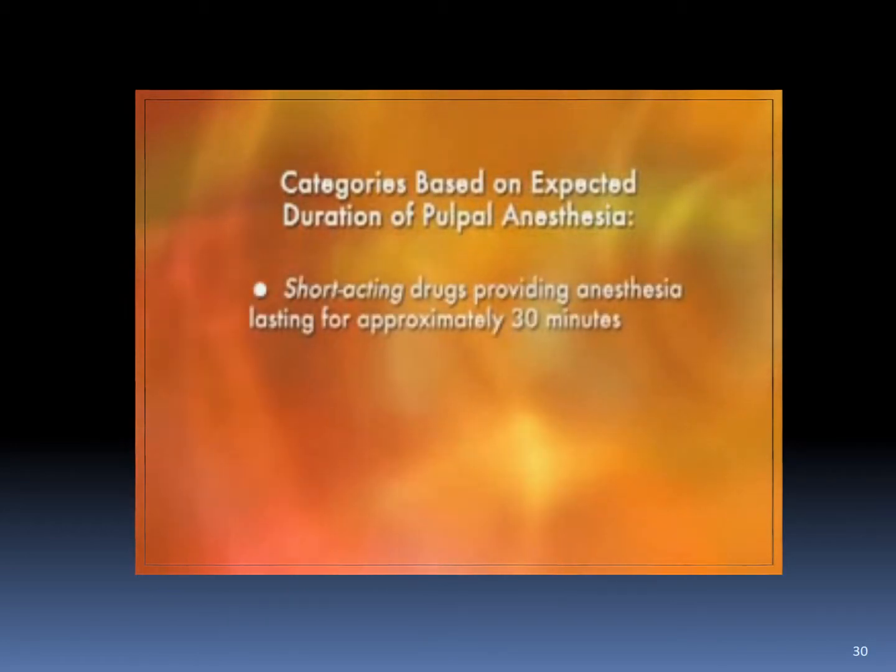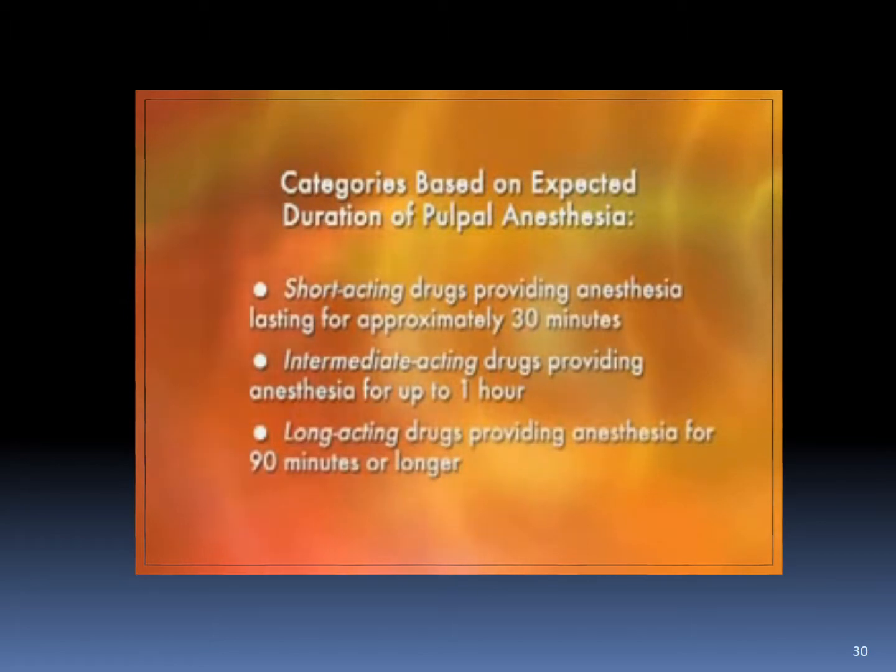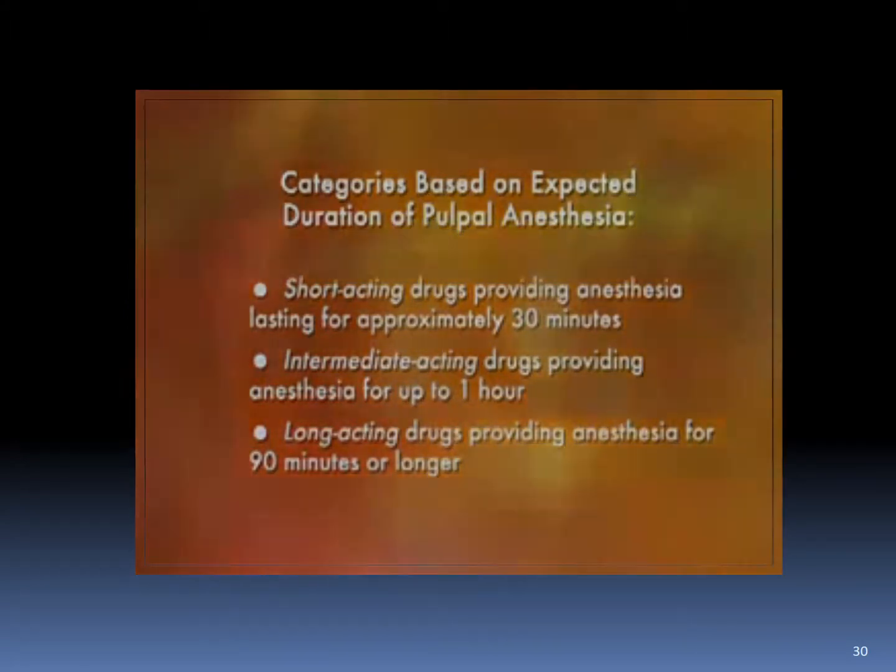We can divide these anesthetic drugs into 3 categories based upon the expected duration of pulpal anesthesia. The 3 categories are short-acting drugs, providing anesthesia lasting for approximately 30 minutes, intermediate-acting drugs, providing anesthesia lasting up to 1 hour, and long-acting drugs, providing pulpal anesthesia lasting 90 minutes or longer.